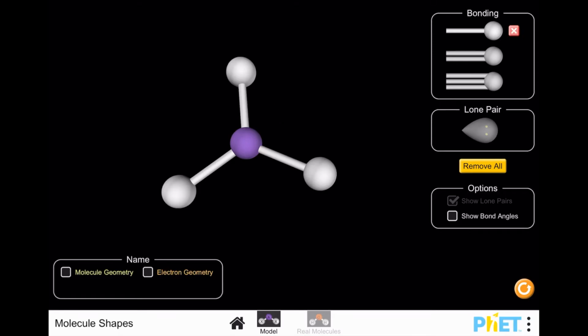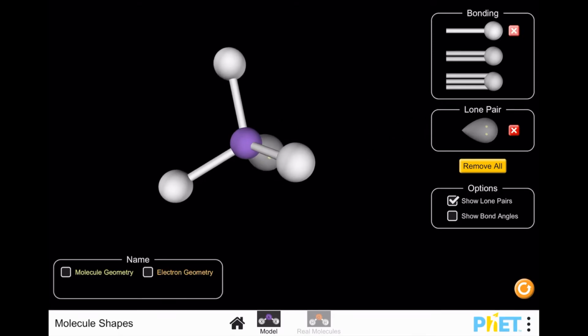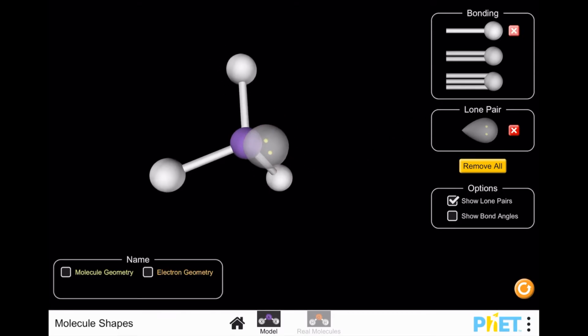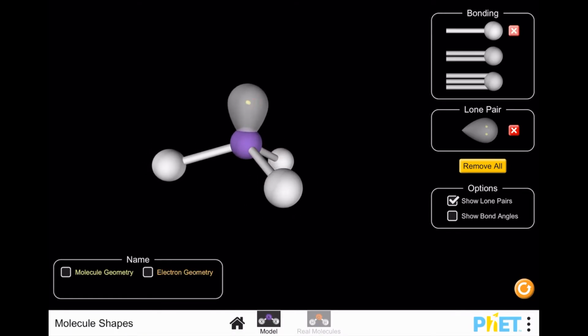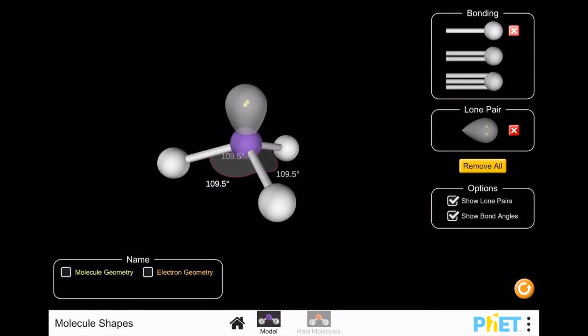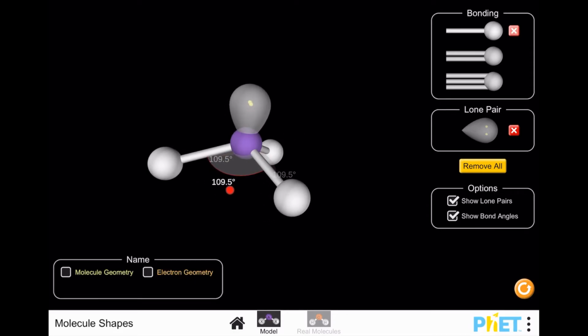Now in ammonia, we've got a lone pair. So I'm going to click on the lone pair and add it. I'm just going to reorient it so that the lone pair is on the top. And what you can see here, right, is this basically looks just like methane, but you've got a lone pair in place of one of the hydrogens. And if we look at the bond angles, they're approximately 109.5 degrees. We'll see that that's actually a little different.